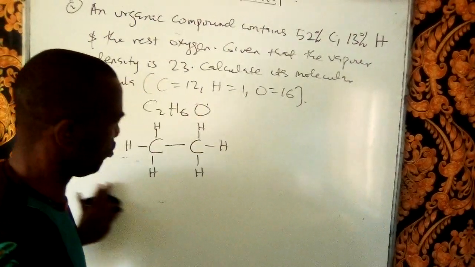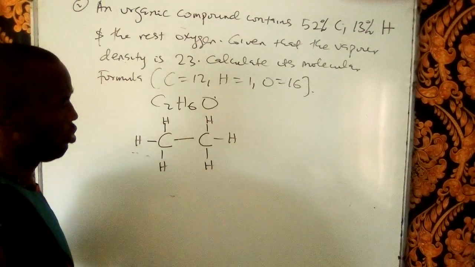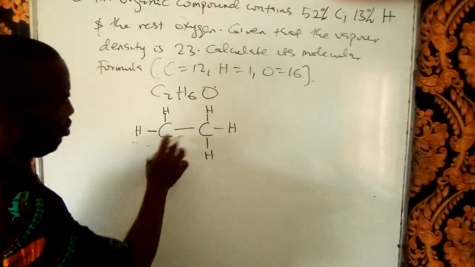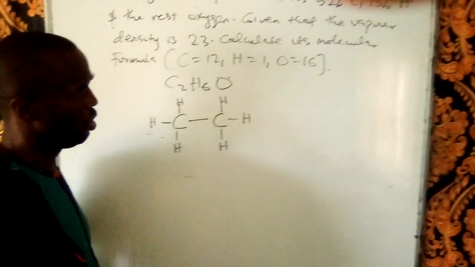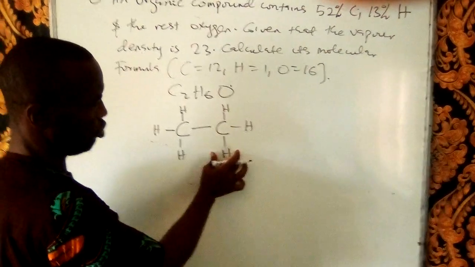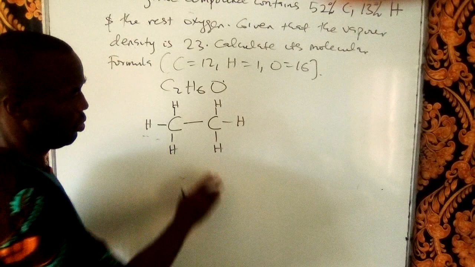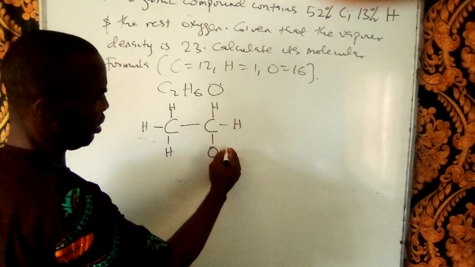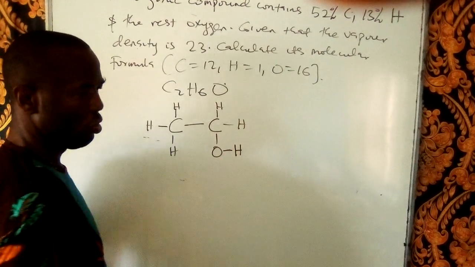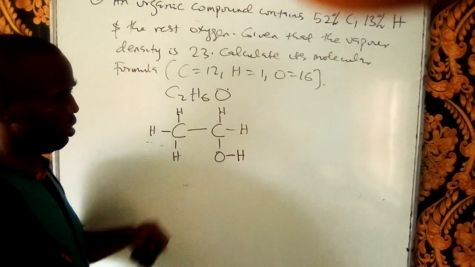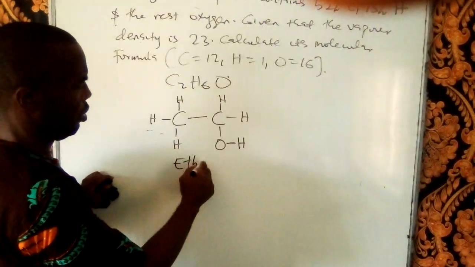So you start wondering where you are going to put the oxygen. There's no place for it to stay now. But we know that oxygen can join to one hydrogen to make the hydroxy group. So we can have O and then H here, with a single bond. So we have a compound, and this compound is called ethanol.